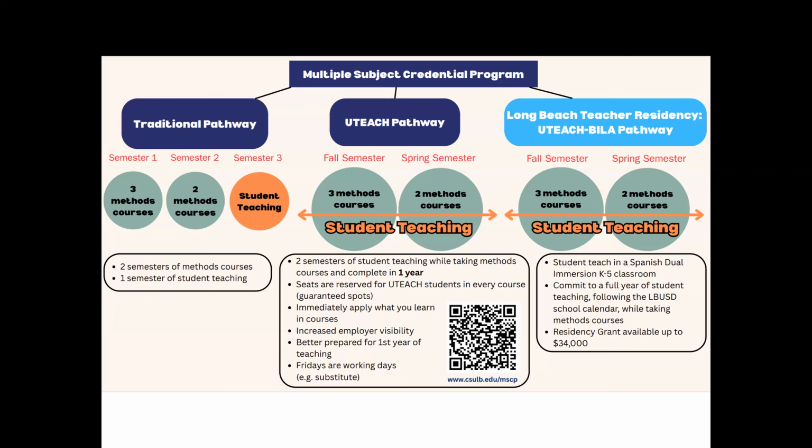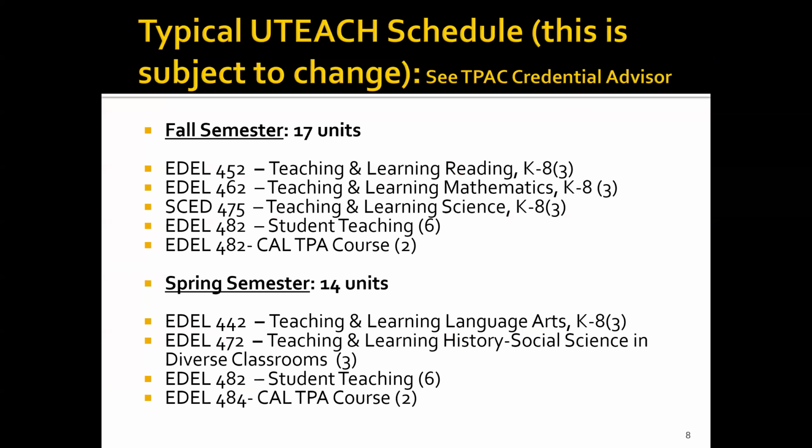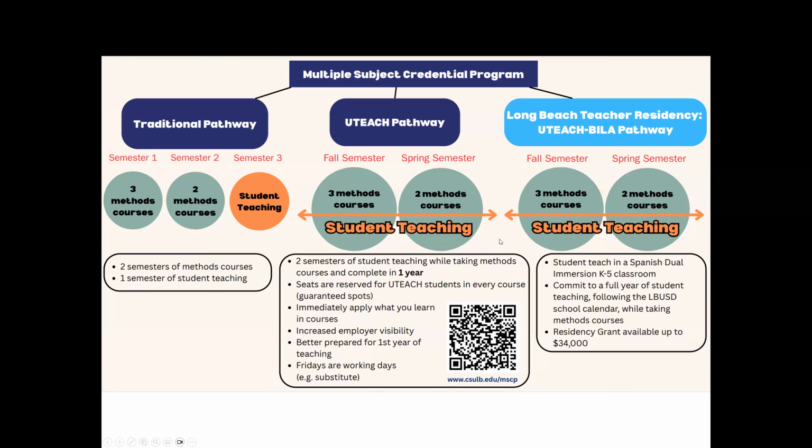So you have a lot of support with the U-Teach pathway. An example or typical schedule is that in the fall term, you're taking, say, 3 of your methods courses and then half, 8 units, of student teaching. And in the spring term, you're doing the other 2 methods courses and the other half of your student teaching. So again, in U-Teach you're splitting up student teaching into 2 semesters, whereas in the traditional pathway, you're doing all of your methods courses first and doing student teaching by itself in 1 semester. For U-Teach, you have to have all your BA classes done prior.